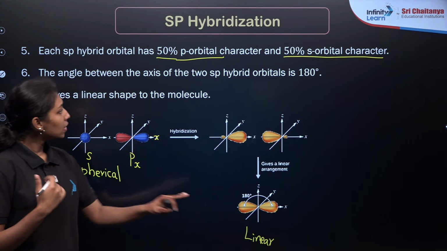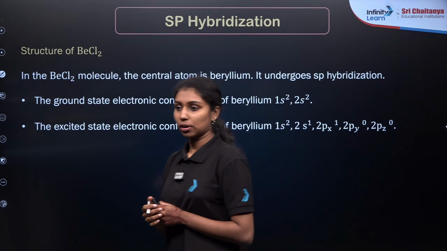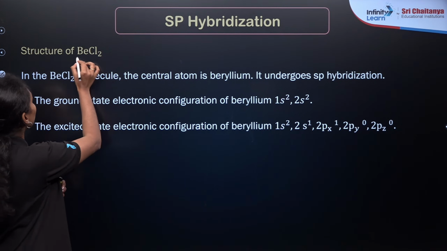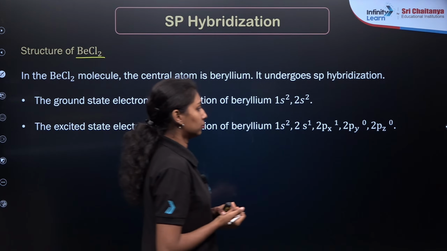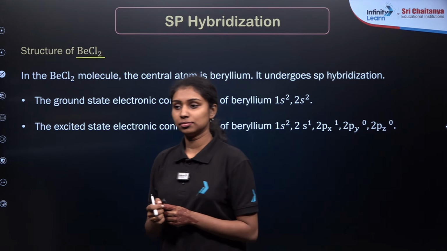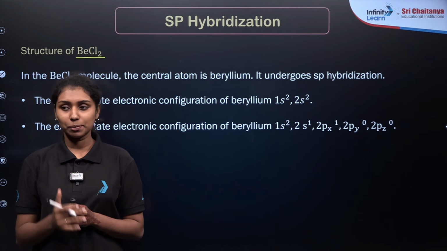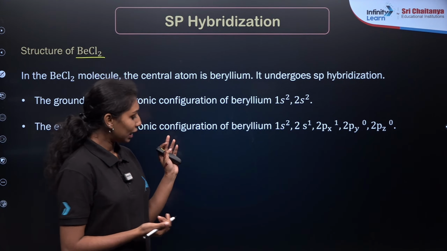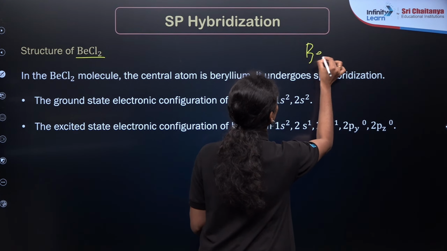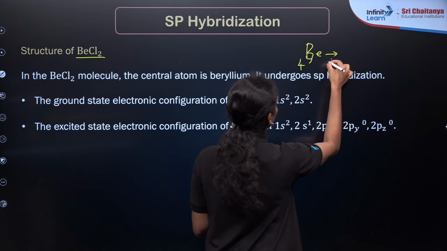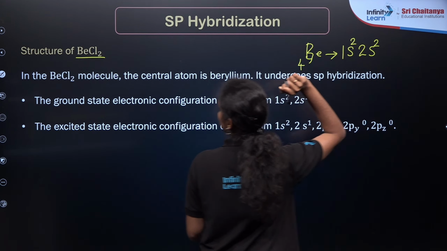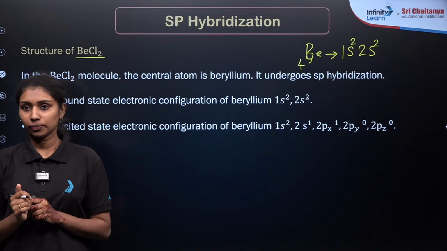Now let us see one example regarding sp hybridization. I will take the example of beryllium chloride, BeCl₂. What will be the electronic configuration of beryllium? We have already completed our periodic table, and we already know the atomic numbers of different elements. If I am asking about beryllium, it has an atomic number of 4, right? Which means 1s2 2s2 is the electronic configuration of beryllium. Is there any doubt?